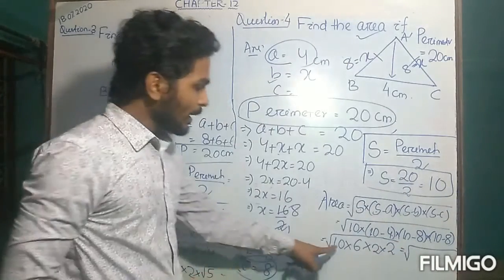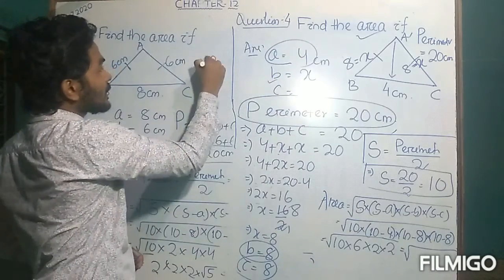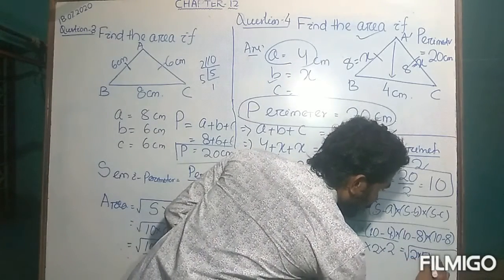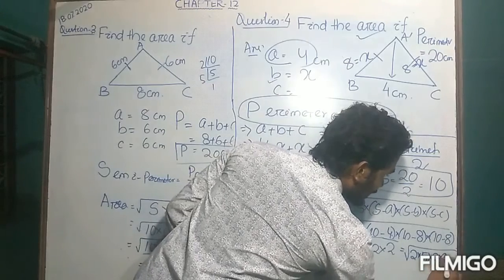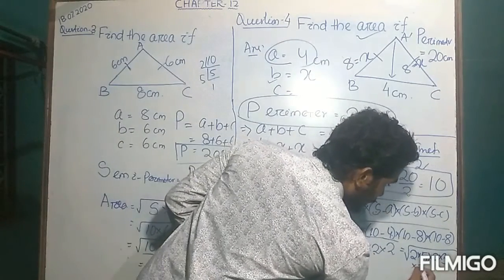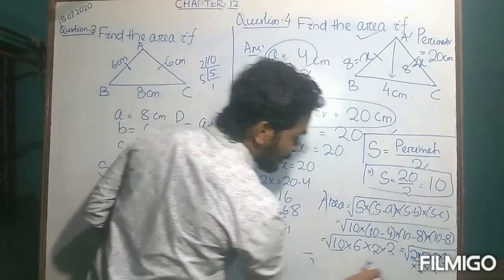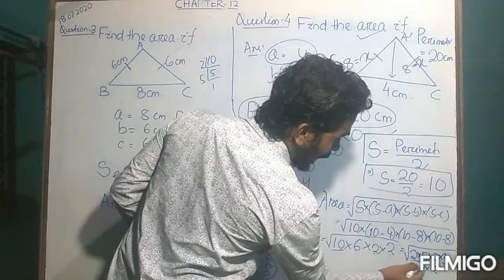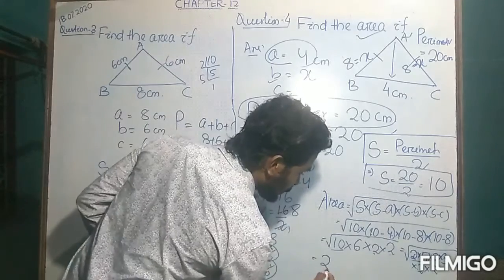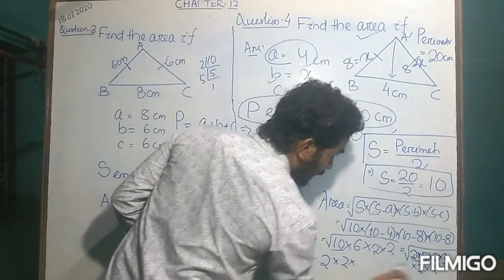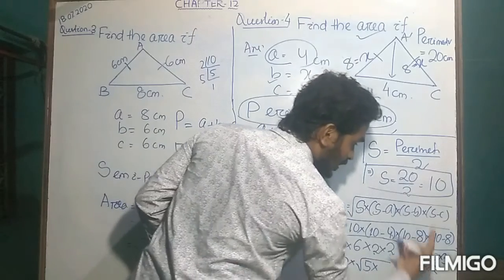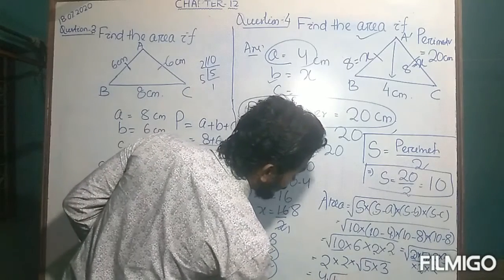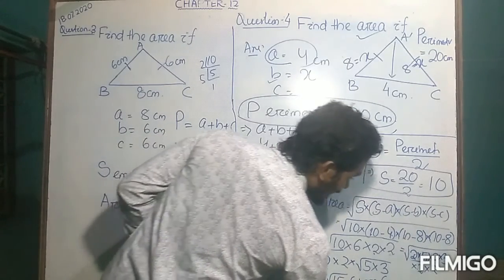Okay, now square root. Factorize 10. 10 is 2 into 5, 6 is 2 into 3, and then 2, 2. Now find the square root. See how many 2s are there? 1, 2, 3, 4. For this 2, 2 you can write single 2, and for this 2, 2 you can write single 2. But 5 remains inside the square root because it is only one 5, and there is also only one 3. So the result is 2 into 2 square root of 5 into 3, that is 4 root 15 square centimeter.